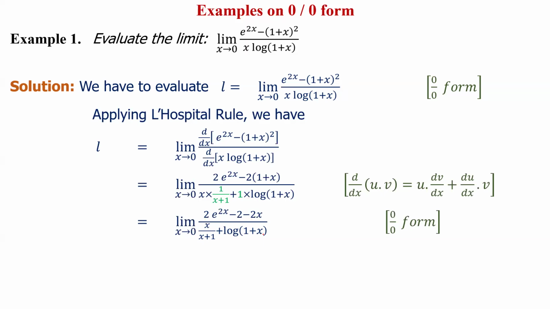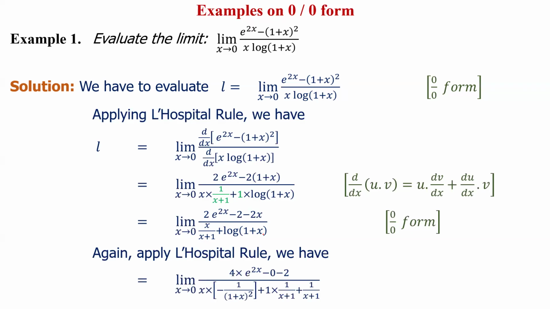So we again apply L'Hospital's rule. If we differentiate the numerator, the derivative of e^(2x) is 2 times e^(2x), so 2 into 2 becomes 4e^(2x). The derivative of minus 2 is 0, and the derivative of 2x is only 2.